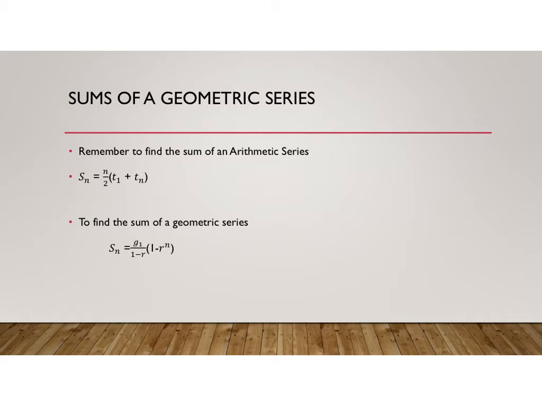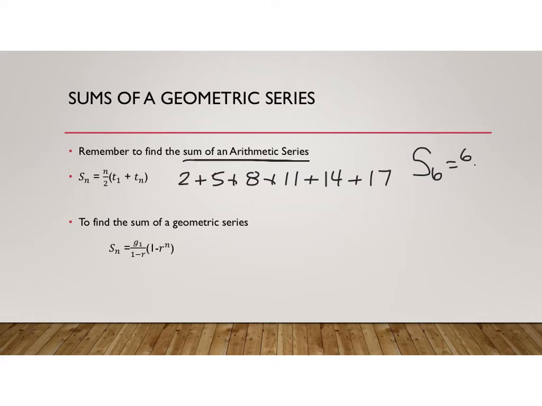All right, remember to find the sum of the arithmetic series, you didn't have a whole lot of practice with this, but the formula to find the sum of n terms is n over 2, half of n, times the first term plus last term. So if I gave you this arithmetic series and asked you to find the sum of the first 6 terms, it'd be 6 over 2, first term plus last term. So it'd be 3 times 19, which is 57.